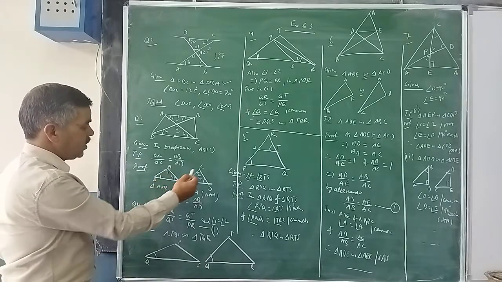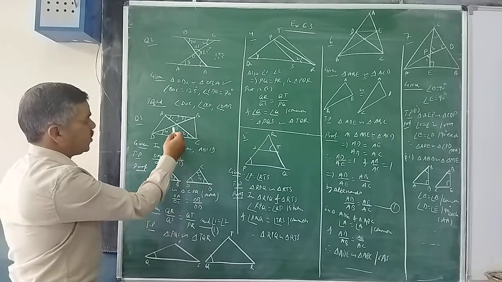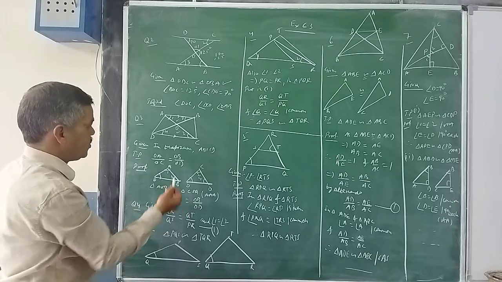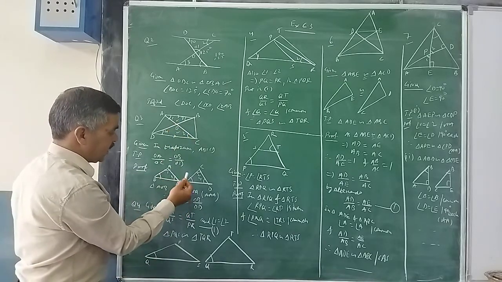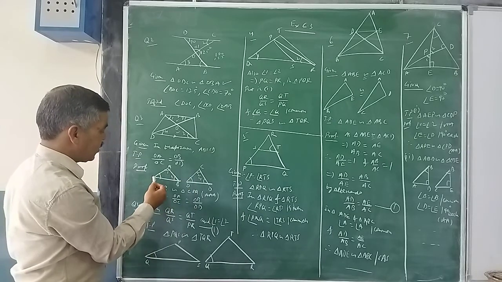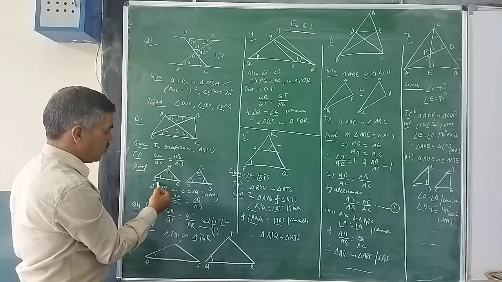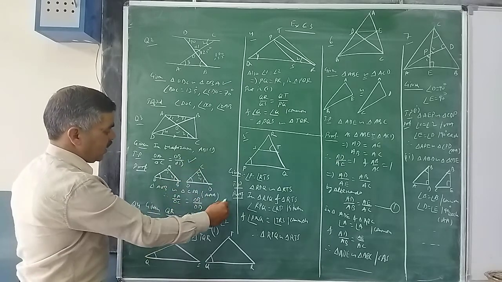So AOB is similar to triangle COD by angle-angle, or you can go for SAS criterion also, that is your choice, as you know this is a vertically opposite angle. Then their corresponding sides will always be in proportion, hence you can say that OA upon OC will be equal to OB upon OD, which you need to prove. So that I have proved here.